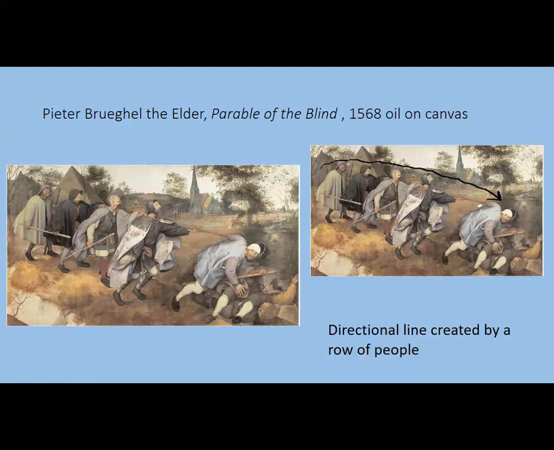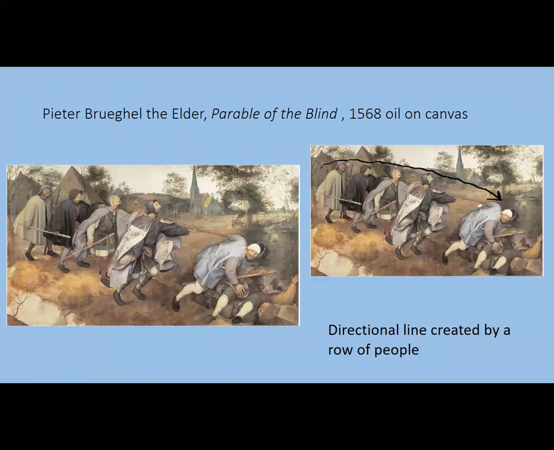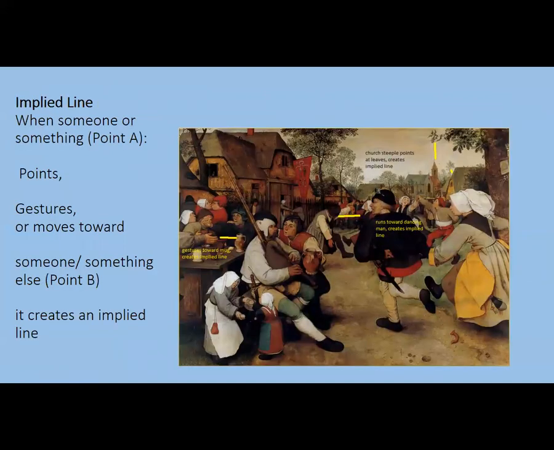Here's an example of a directional line caused by a row of people, the blind leading the blind. It starts at this one man. We follow the row down and we end at this other man who's fallen down. So there's also the continuous line. That's a directional line, and there's rows that are directional lines. That makes you look from one part of the painting to another part of the painting.